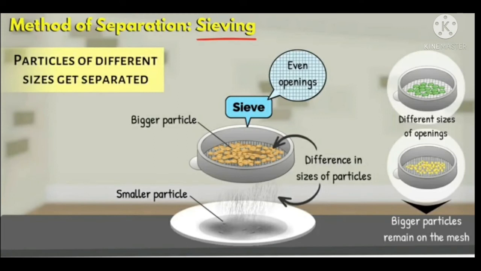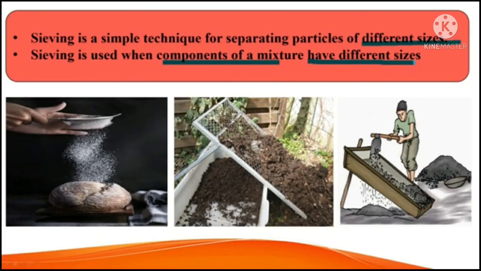We see different types of sieve. Sieving is a technique in which we separate particles of different size. Sieving is used when components of a mixture have different sizes. The sieving method is used to separate wheat flour from the bran or husk. Soil is separated from the stones by using a sieve. At a construction site, we can also see a large sieve where cement is separated from the pebbles by using a large sieve.